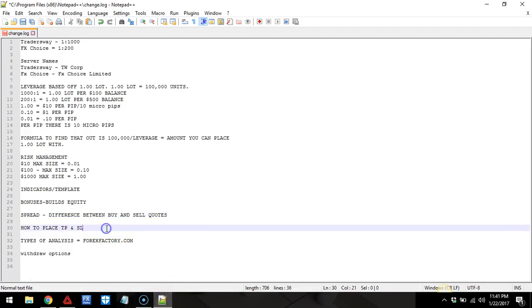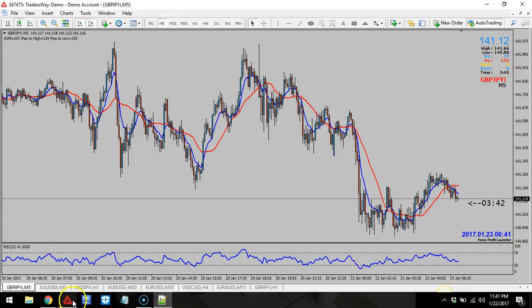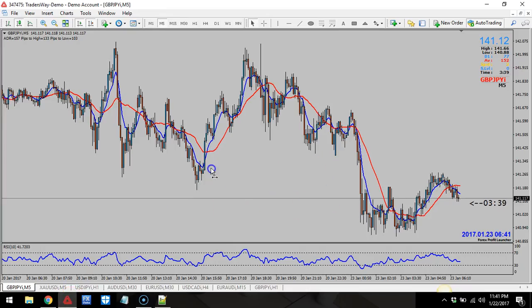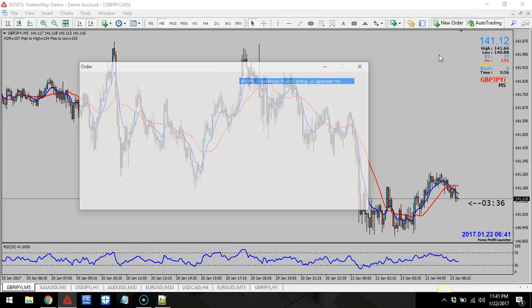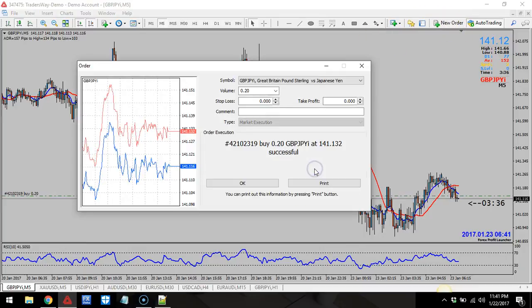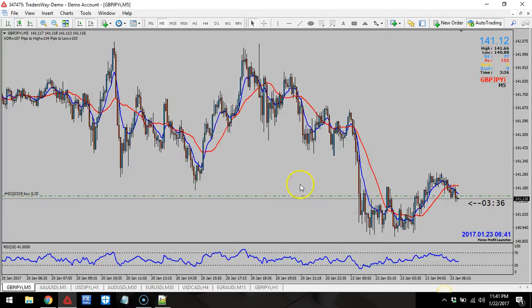Let me make this fast. Take profit and stop losses. Alright, now when you get your platform and you actually place a trade, like I'll place a trade right now just to show you guys. Do a buy. Which is 0.20 lots, which is $2 per move. Okay. Now with these, I'm in the buy, so I'm expecting price to go up.